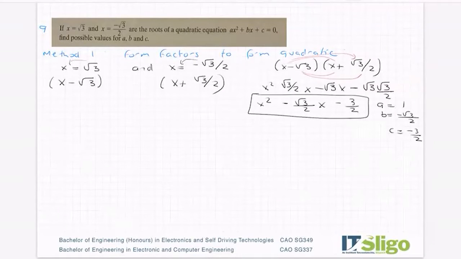Okay, perfectly fine way of doing it. Yes, it was difficult because of the surds and the fractions, but the method is the same. Take the roots, form the factors, multiply it out. Okay, method 2 then.